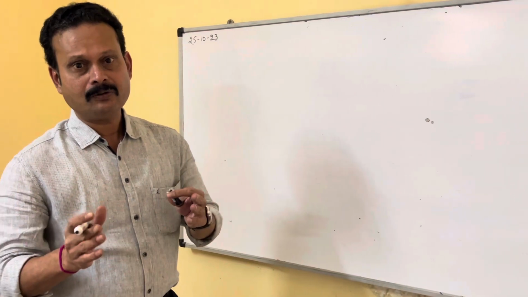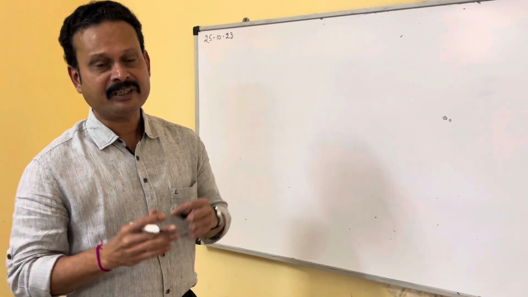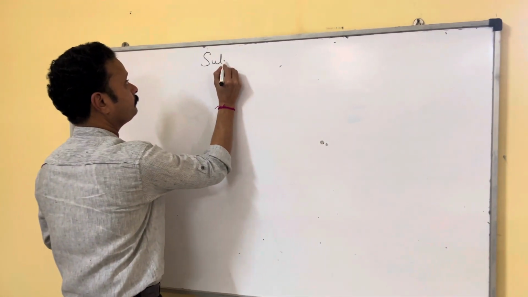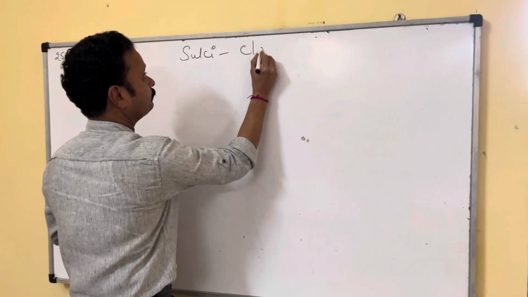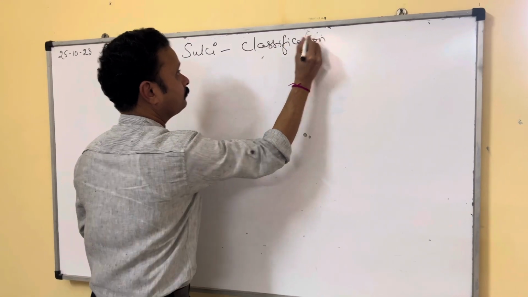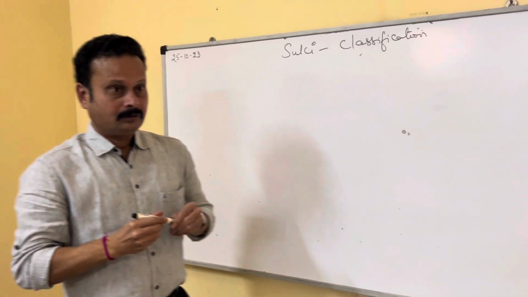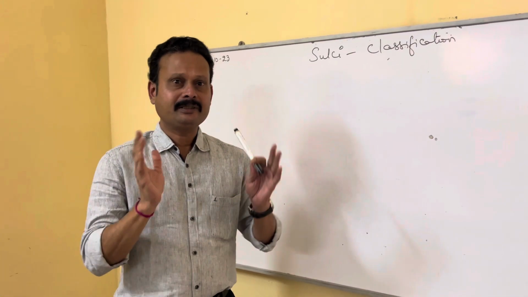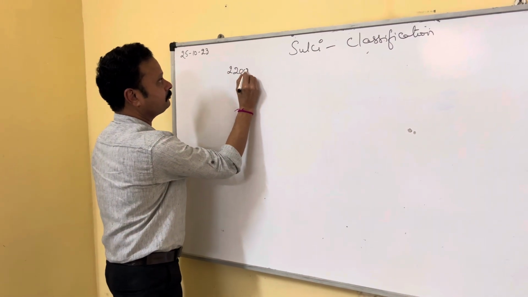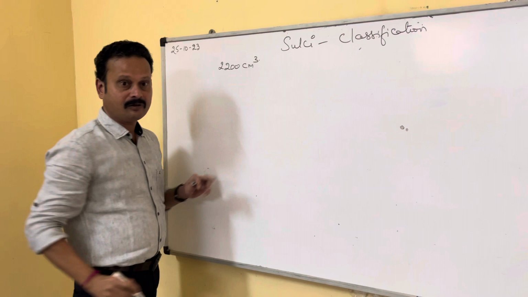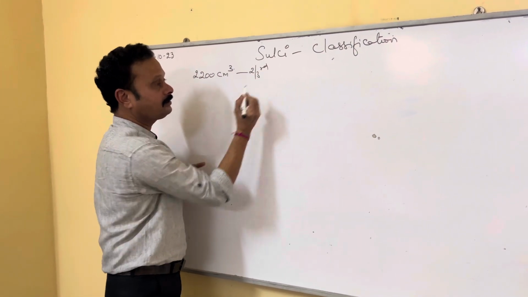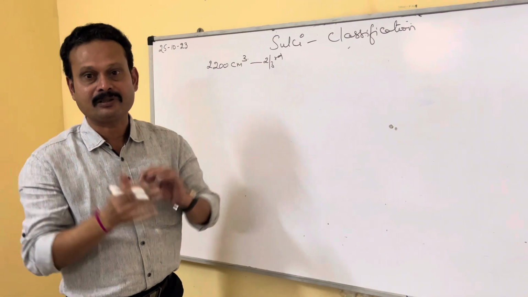Let us now know about the classification of sulci. The human brain is around 2200 cubic centimeters, of which 2/3 is hidden and only 1/3 is exposed onto the surface.